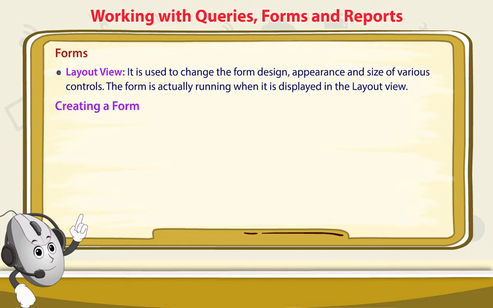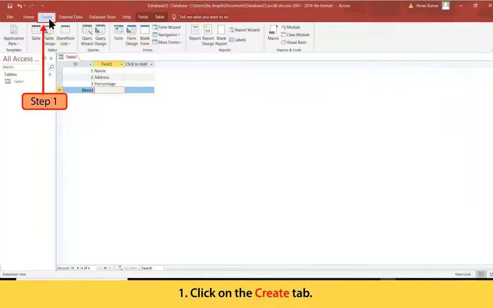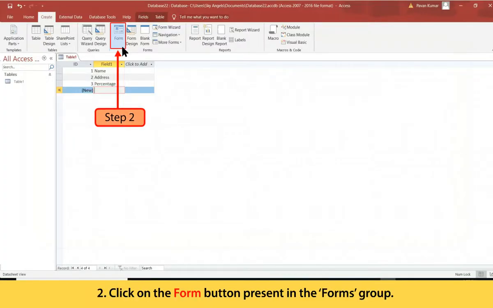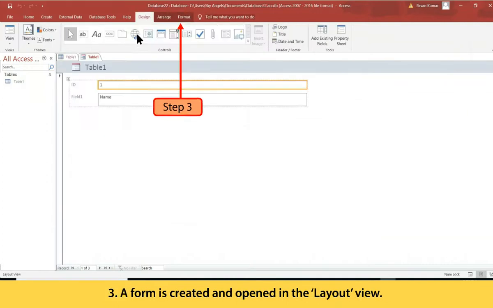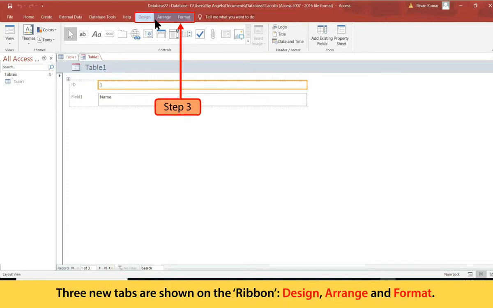Creating a form. Follow these steps to create a form. 1. Click on the Create tab. 2. Click on the Form button present in the Forms group. 3. A form is created and opened in the Layout view. 3 new tabs are shown on the ribbon: Design, Arrange and Format.